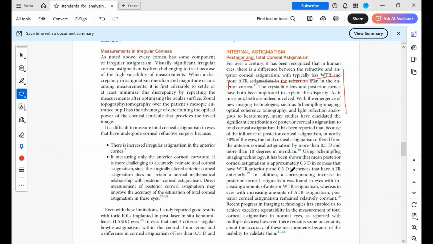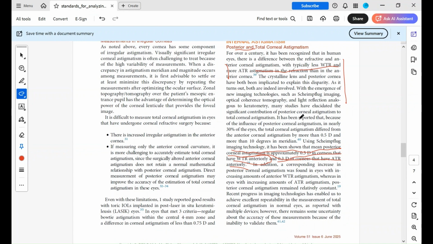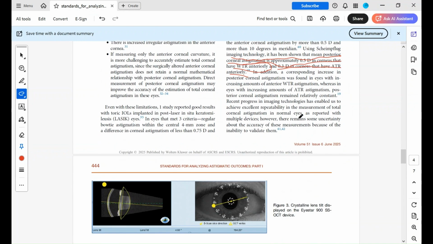Why? Because most studies using Scheimpflug imaging technology have shown that mean posterior corneal astigmatism is approximately 0.5 diopters in corneas that have with the rule astigmatism anteriorly, and 0.3 diopters in corneas that have against the rule astigmatism anteriorly. And it is because of this that you often tend to undercorrect against the rule astigmatism and overcorrect with the rule astigmatism if you're not taking care of the posterior corneal astigmatism.